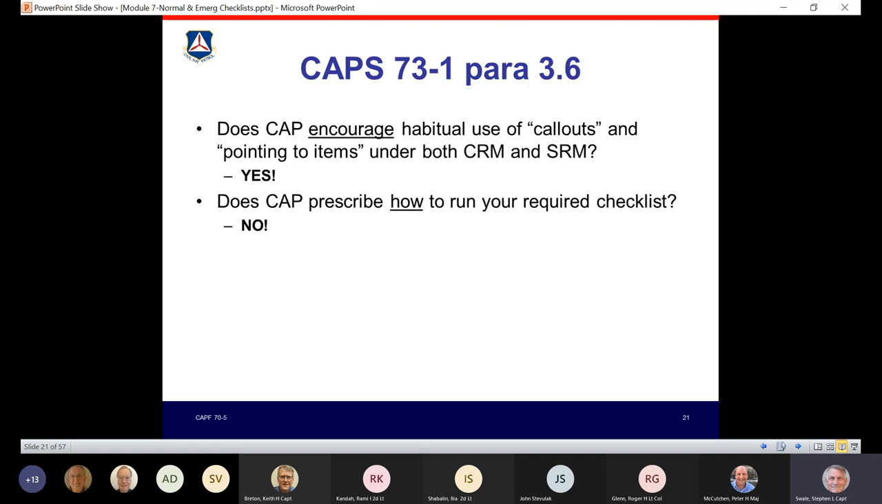You don't have to do it, but I do that, and then when I'm doing a checklist with somebody else, I hope that they see that I'm pointing at the fuel selector switch so I can persuade them that I'm really looking at it when I respond, and likewise on other items. Does CAP prescribe how you run the checklist? And the answer is no. But as before, anything that you do, you should brief it if you're coordinating with somebody else, and follow, plan your work and work your plan.